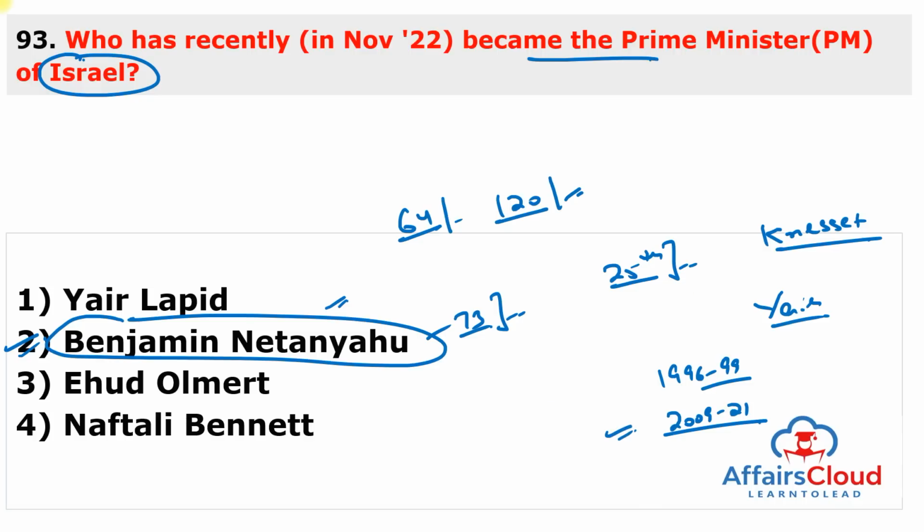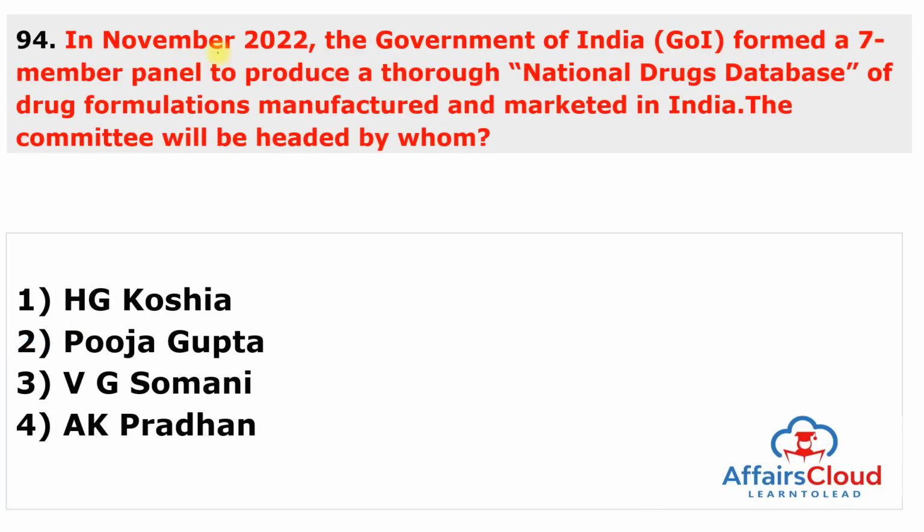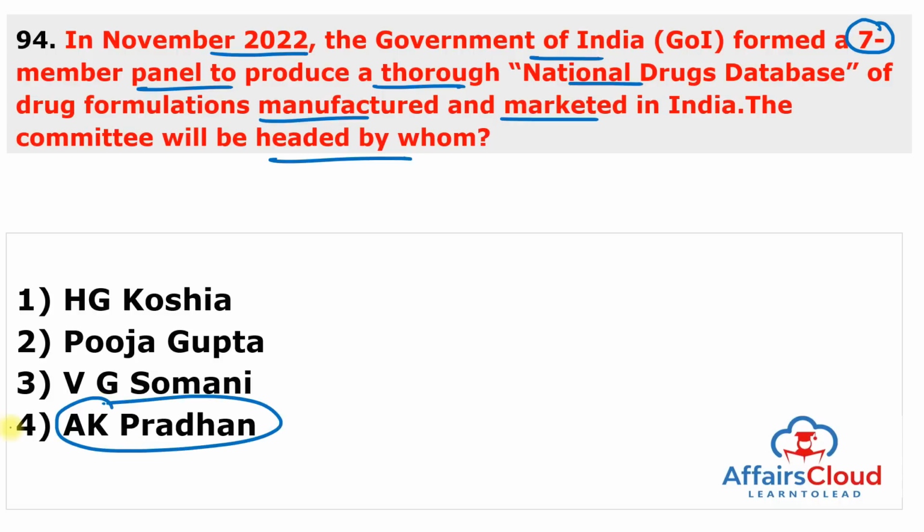Moving to next question. In November 2022, the Government of India formed a 7-member panel to produce a thorough national drug database of the drug formulation manufactured and marketed in India. The committee will be headed by whom? This is a 7-member committee, and this will be headed by A.K. Pradhan. Static question, remember the question same as in slide, and this is a part of the efforts to ensure the quality and efficacy of the medications and uniform administration of the drug regulation. And the committee will be led by India's Joint Pharmaceutical Controller A.K. Pradhanji.